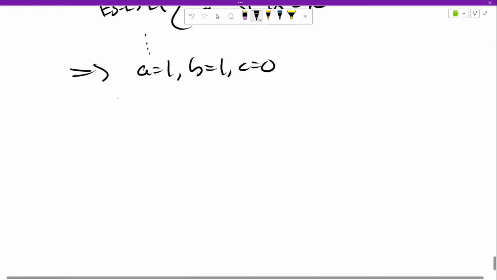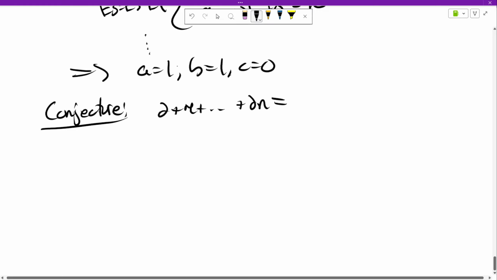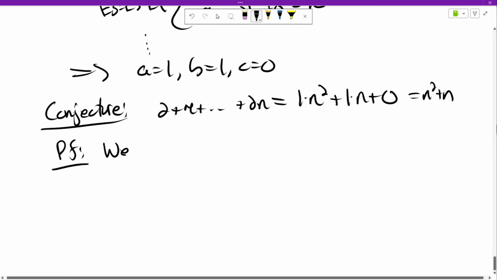And so since we made an educated guess, our conjecture is that 2 plus 4 plus all the way up to 2n. a was the coefficient of the quadratic term, b was the coefficient of the linear term, and c was the constant. So that's just n squared plus n. So now that we have our conjecture, we want to try to prove our conjecture. So how do we prove our conjecture? Well, we proceed by induction.